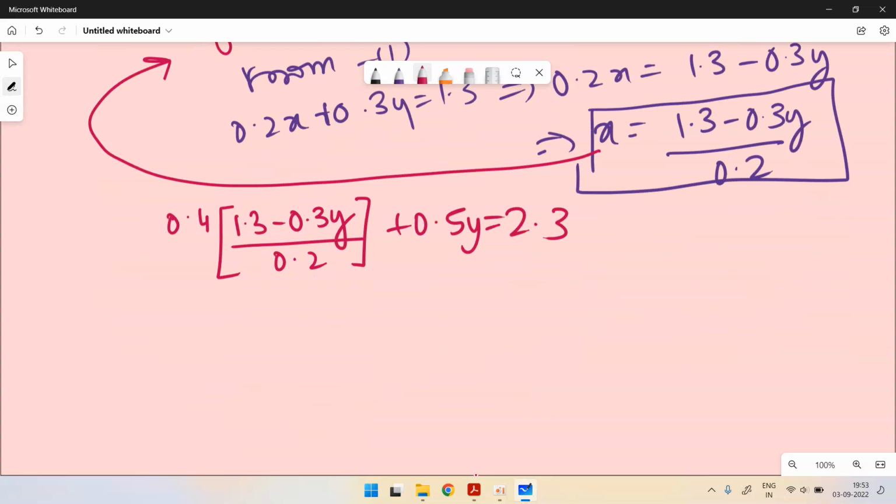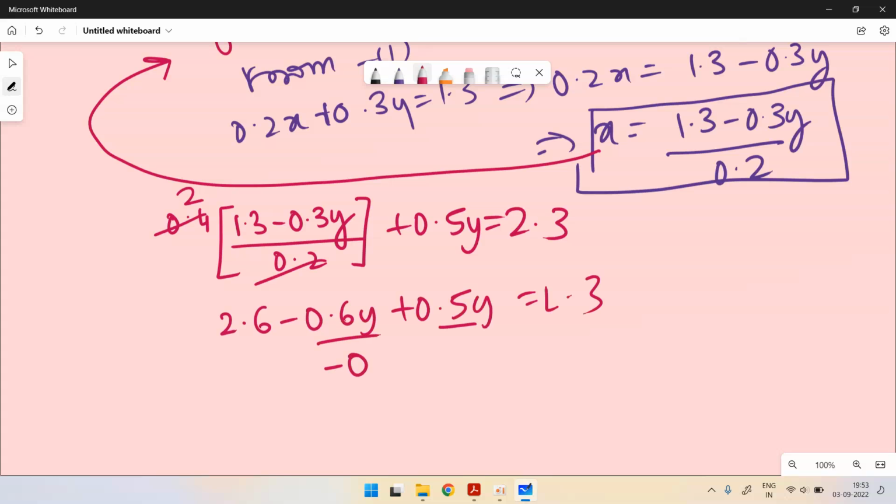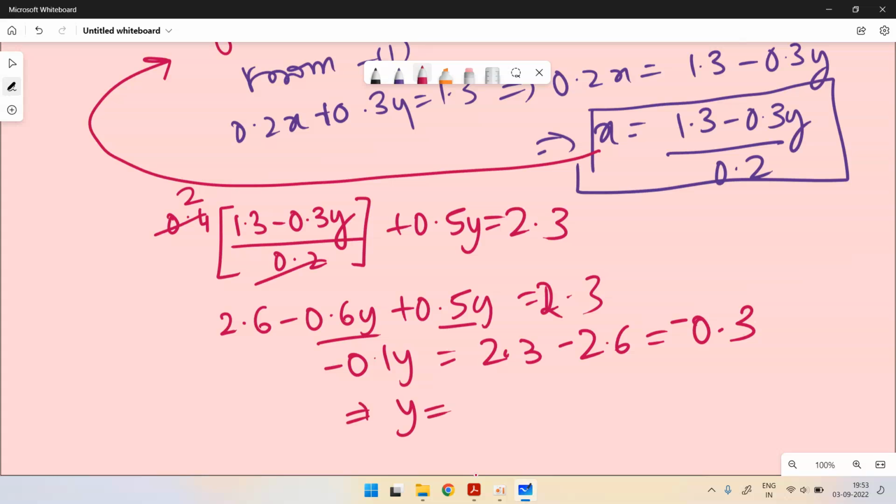Then from here you can see that this is 2. So 1.3 into 2 is 2.6, minus 0.6y plus 0.5y equal to 2.3, which implies that this becomes minus 0.1y equal to 2.3 minus 2.6, which is minus 0.3. So y is nothing but minus 0.3 by minus 0.1, minus 1 gets cancelled and this becomes 3. So the value of y is 3.